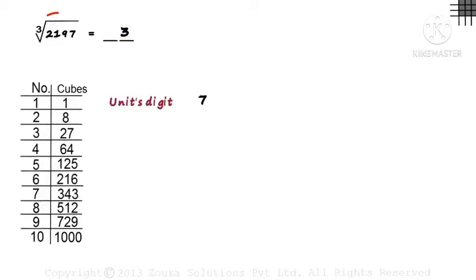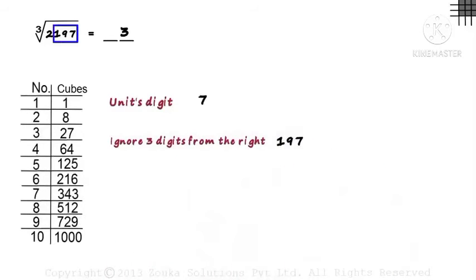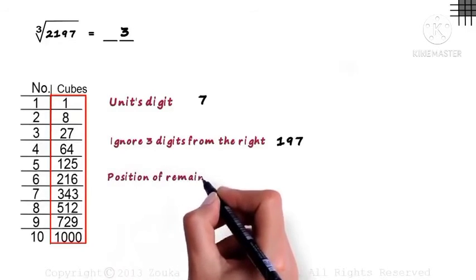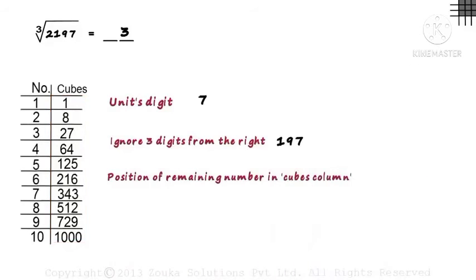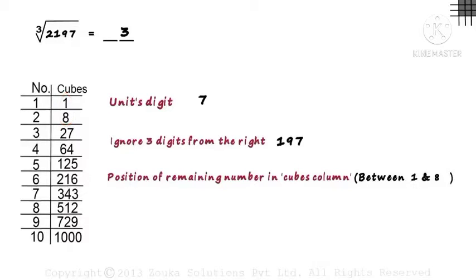Remember, the answer is the cube root of 2197. The next step is interesting. We ignore 3 digits from the right of the number. So we ignore 197 for the moment and look at the number that remains. It's 2. This number is very crucial. We check where 2 is placed in the cubes column. That is, we check the position of the remaining number in the cubes column. In the cubes column, the number 2 lies between 1 and 8, between these 2 numbers. That means it is placed between 1 cubed and 2 cubed. We basically looked at the corresponding number column.